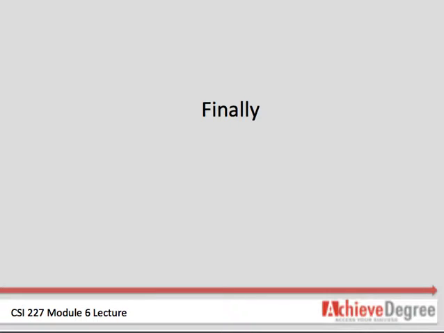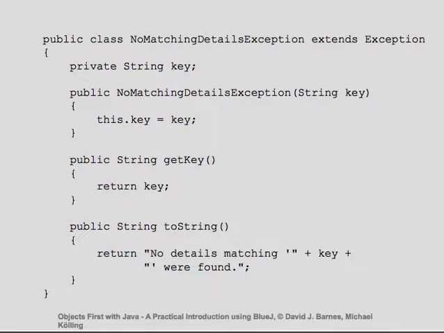Some exceptions are not worth stopping an application over, especially if it is an expected occurrence. There is always the option of defining new exceptions in order to give better diagnostic information. Extend runtime exception for a new unchecked or extend exception for a new checked exception. Here is an example of this.